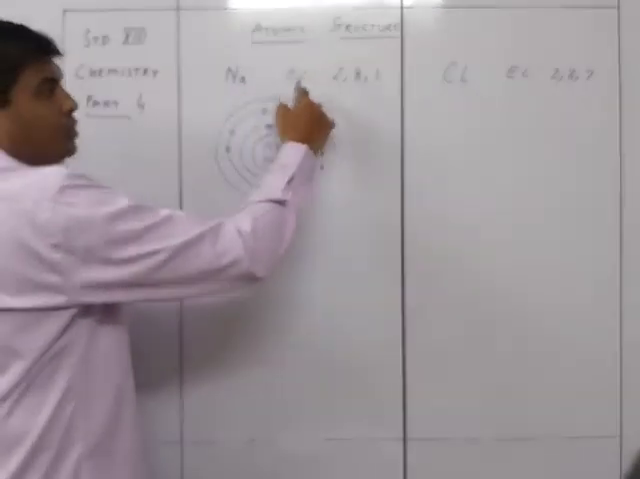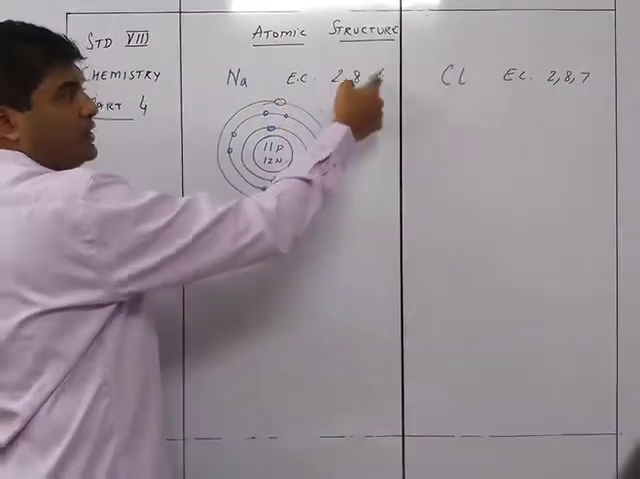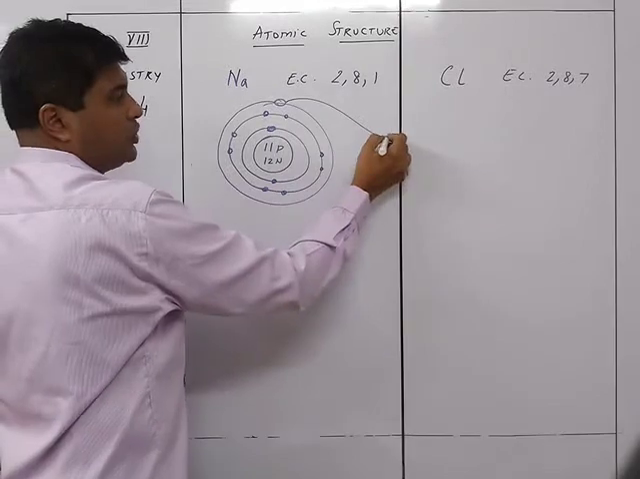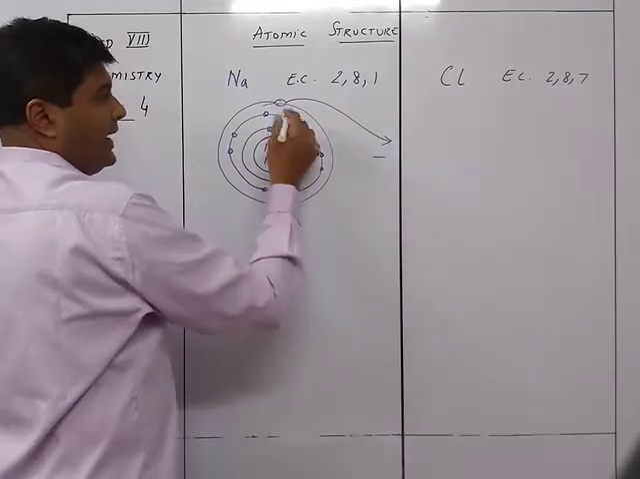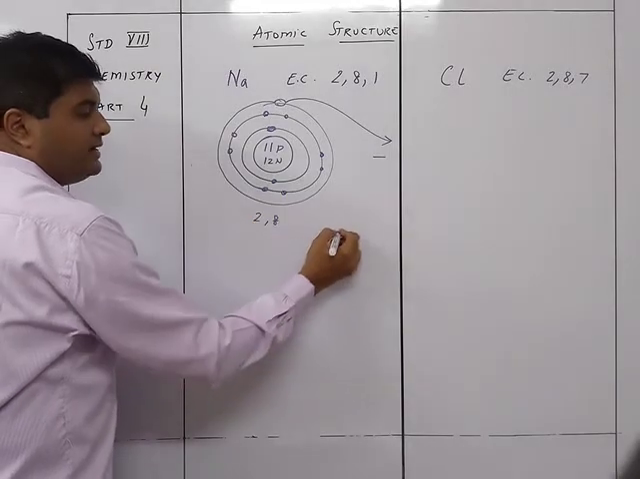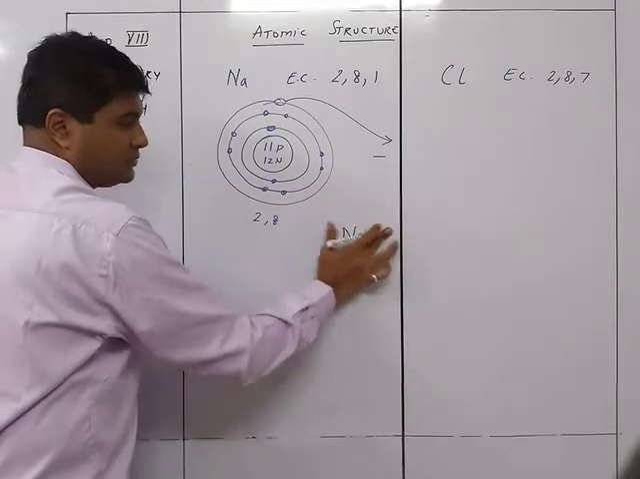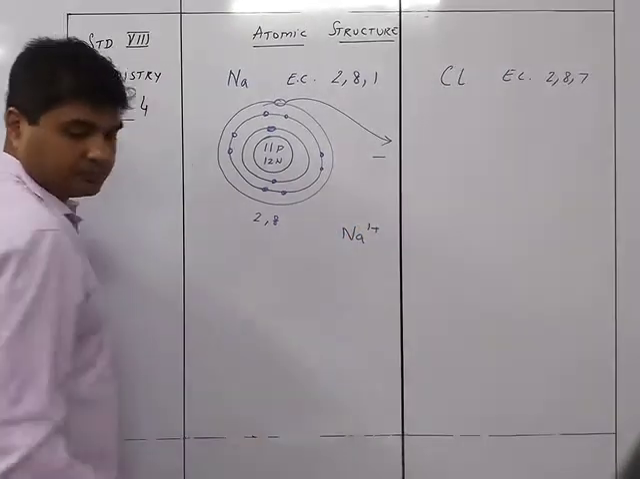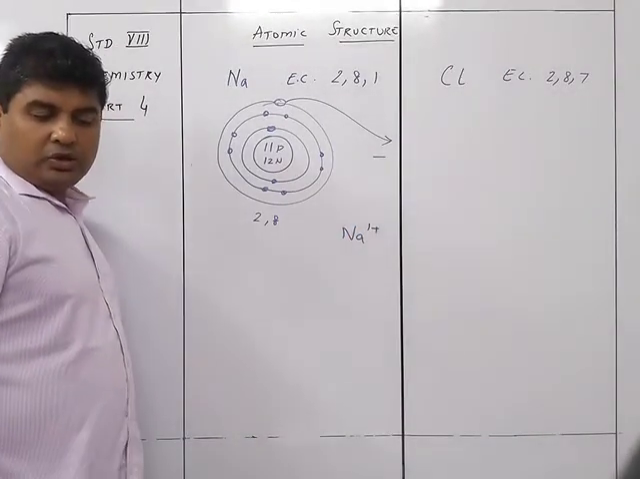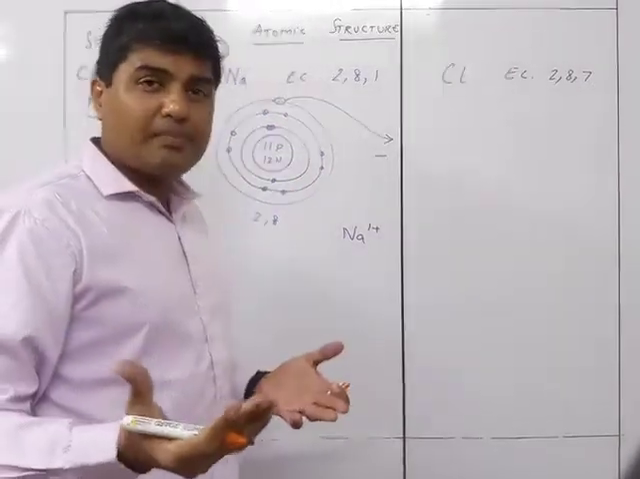Now, to achieve electronic configuration equal to the nearest neon, it is going to give away this 1. So this 1 is going to be lost, and accordingly this will become 2, 8, and hence it becomes Na plus, 1 plus. Okay. So this electron which is lost has to be taken by somebody.